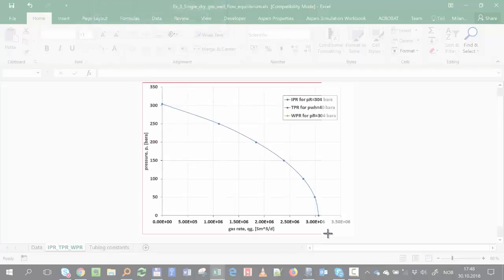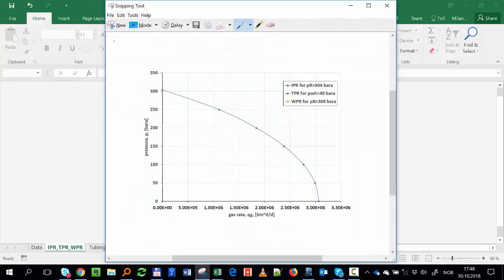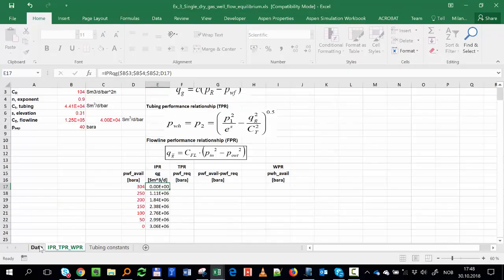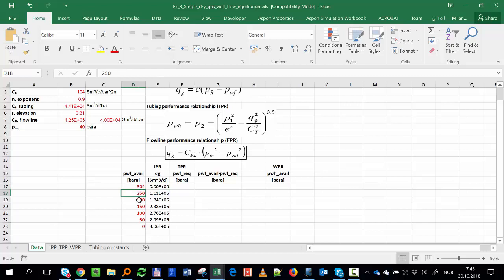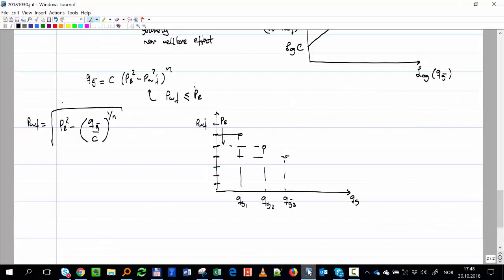The first value of the PWF is the one from the reservoir pressure. We know that our PWF will be between reservoir pressure and below. So that's what I tried, and the others are just random numbers in steps of 50. You can use any step you want. I just want to use 50, not to have too many numbers.